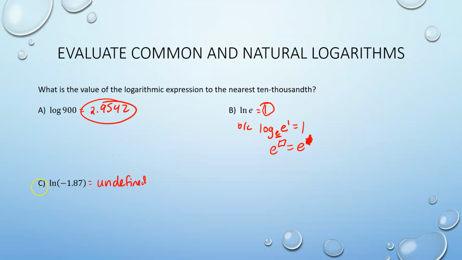Now, similarly, if I see letter C, if I'm asked to do a natural log by hand, which we will at some point, natural log, remember that's base e to what power equals negative 1.87. And remember, e is 2 point something, so it's a positive number. Okay, so since e is a positive number, I can't take a positive number to an exponent and end up with a negative answer. So that's why it gave me that error. And remember, when I have that error, it's undefined.